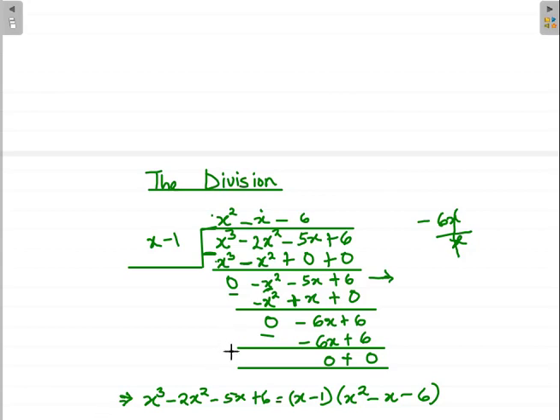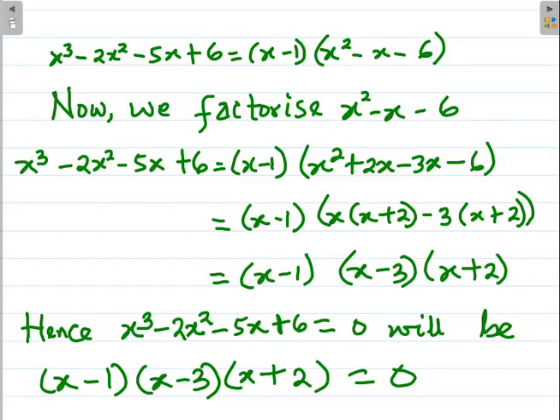So this means that if I divide x to the power of 3 minus 2x squared minus 5x plus 6 by x minus 1, my answer is x squared minus x minus 6. So what that means is that x to the power of 3 minus 2x squared minus 5x plus 6 is equal to x minus 1 times x squared minus x minus 6. That's very clear.